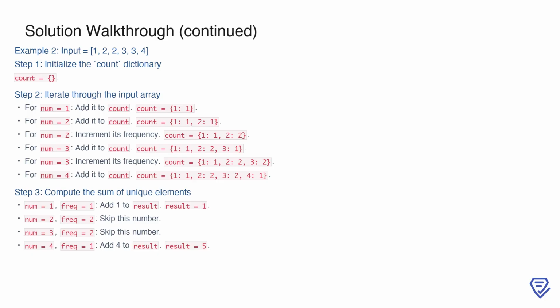To compute the sum of unique elements, we look at each number in the dictionary. The number 1 has a frequency of 1, so we add it to the result, making the result 1. The numbers 2 and 3 both have a frequency of 2, so we skip them. The number 4 has a frequency of 1, so we add it to the result, bringing the total to 5. Hence, the final output for this input is 5.